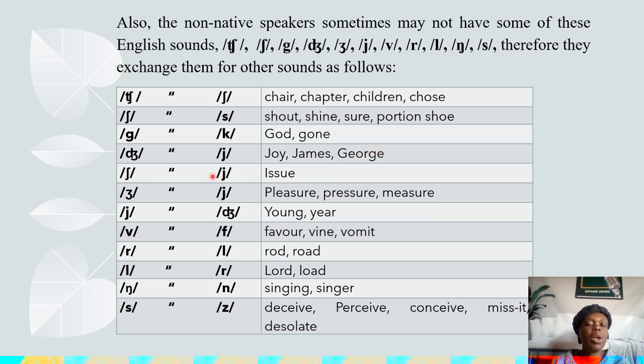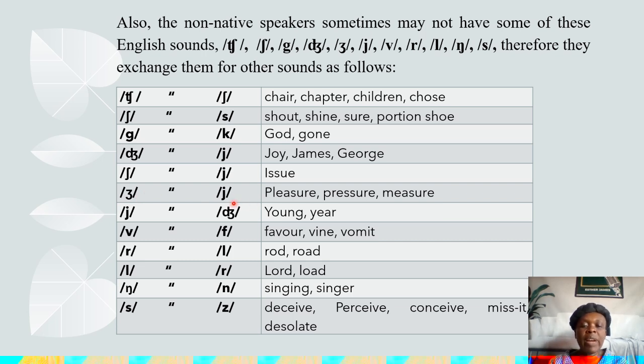Okay. Now the next one is the sh sound again in this very word. This word is pronounced issue. But people that don't have this sound go for y. They say "eu." That's wrong. Please don't say that. It's not "eu," but issue. Issue. All right.